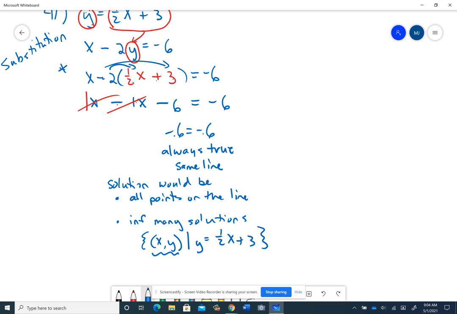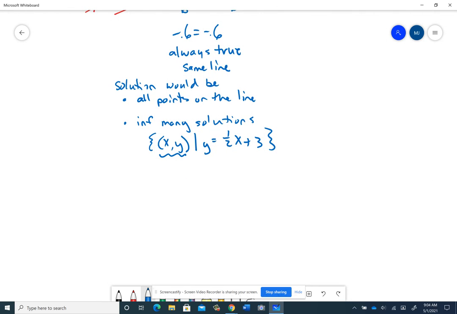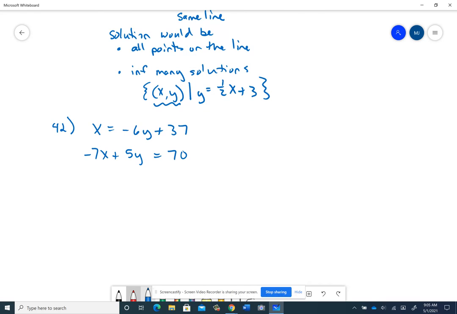All right, now let's flip it over. There's some more. Let's go ahead and just do all of these for you. So let's look at 42. X equals -6y plus 37, -7x plus 5y equals 70. Okay, so I have to solve the system. The x is by itself. I'm going to use substitution, even though they didn't tell me that would work best, I think.